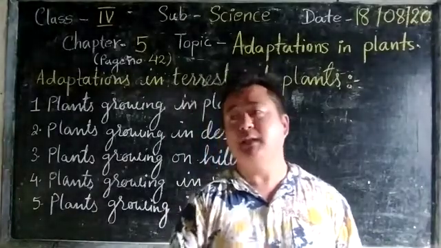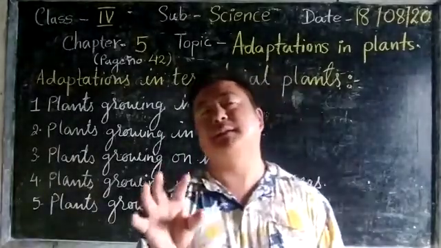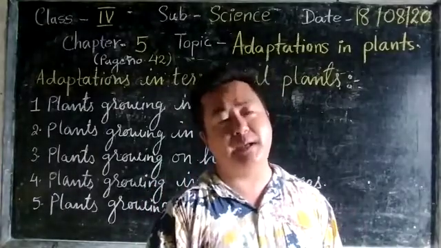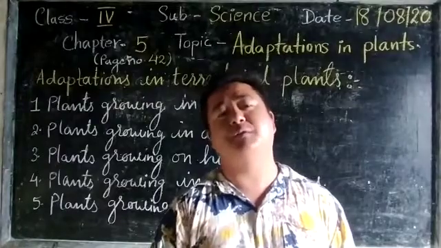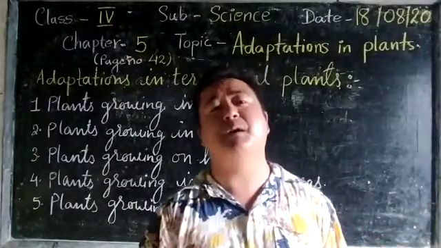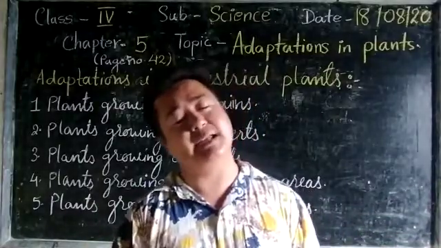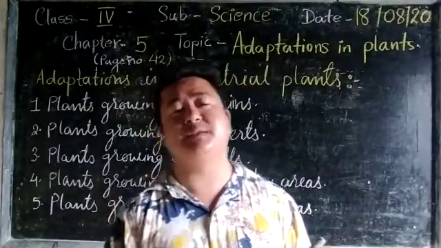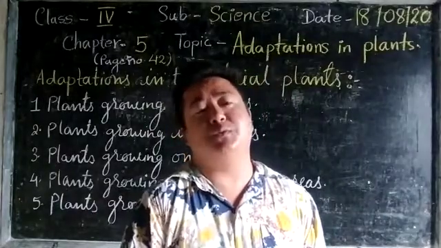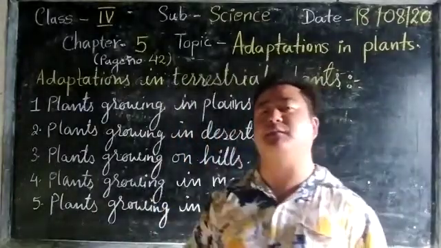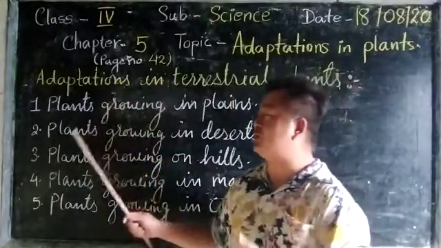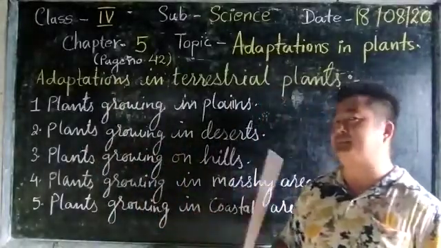So bamboo, mango and ashoka trees are examples of evergreen trees that grow in the plains. The other characteristic of the trees found in the plains is that they have a maximum amount of branches and leaves. So those were the ways of adaptation followed by the plants that grow in the plains. Let us move on to the plants growing in the desert.